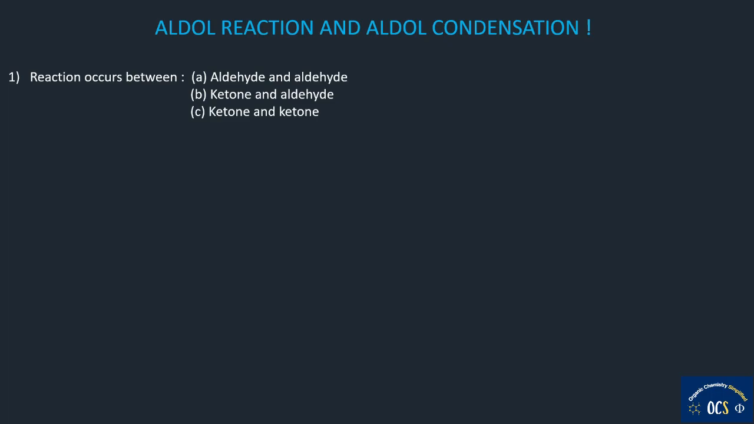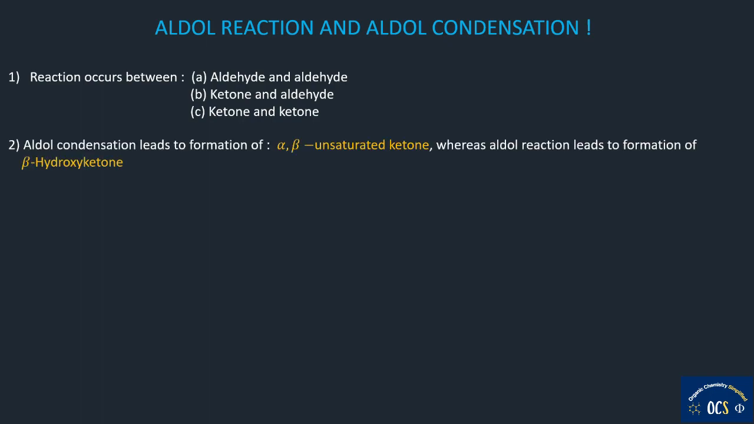1. It occurs either between 2 aldehydes, 2 ketones, or an aldehyde and a ketone. 2. In aldol condensation, the product is an alpha-beta unsaturated ketone, whereas in aldol reaction the product is a beta-hydroxyketone. For those who don't know what alpha and beta in a molecule are, I will explain it in the next point. 3. In reactants, any one reactant must have at least one alpha hydrogen.